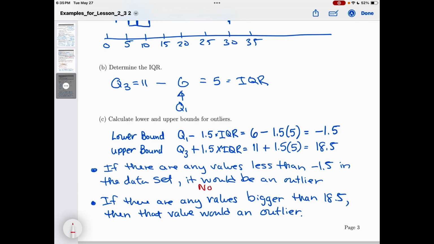So for the lower bound, we would have no outliers. But for the upper bound, we have 20, 25, and 30. So these numbers are unusually big compared to the rest of the data set.